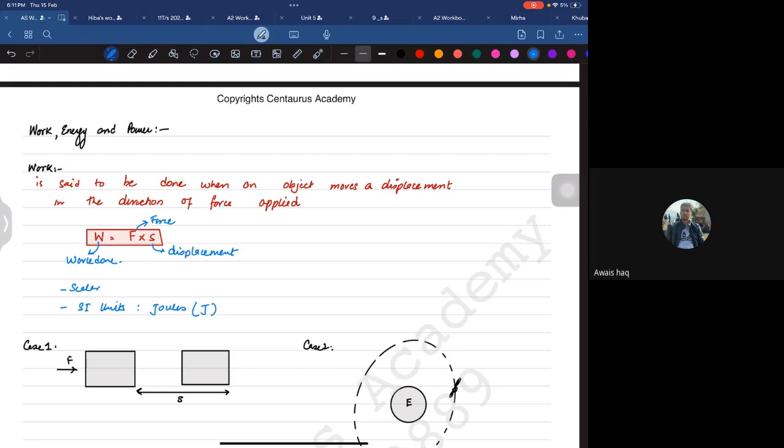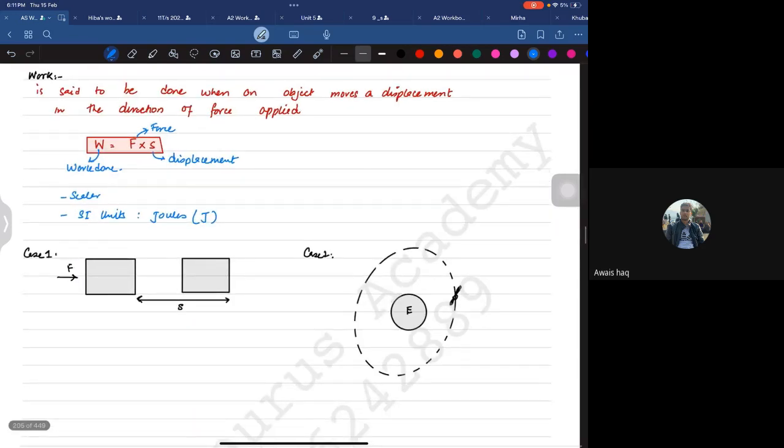For instance, in the case 1, you apply a force and then you move a displacement S. So work can be found out by simply multiplying this displacement with the force because they are in the same direction. Is it clear, kids?